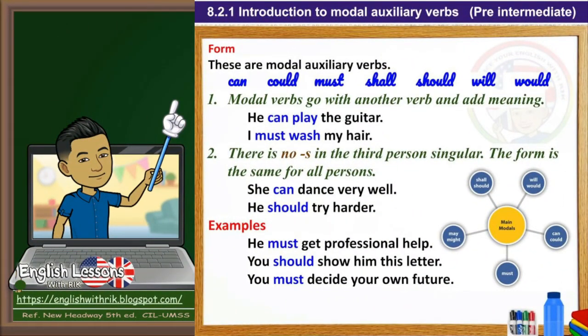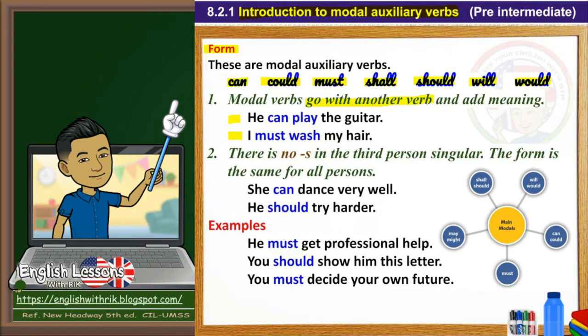Introduction to modal auxiliary verbs. Form. These are modal auxiliary verbs: can, could, must, shall, should, will, would. Modal verbs go with another verb and add meaning. He can play the guitar. I must wash my hair.